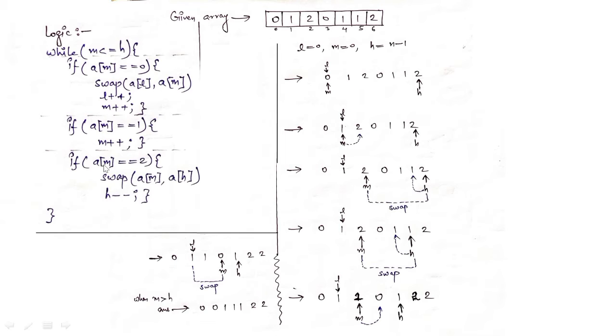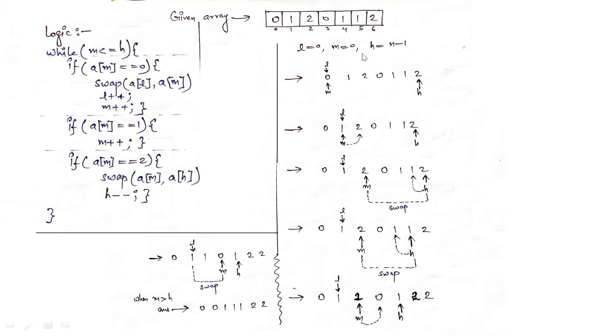And if we encounter a value of 2 in the array, then we will swap the value at mth index and the value at hth index. After swapping both of these, we will then decrement the value of h by 1. I know this would be a bit confusing, so here in this part you will understand it better. Let's see how this algorithm is actually working.